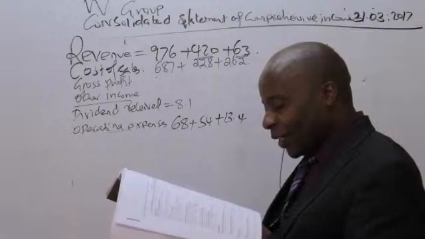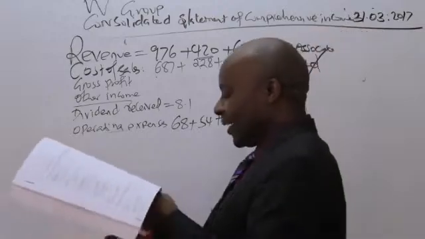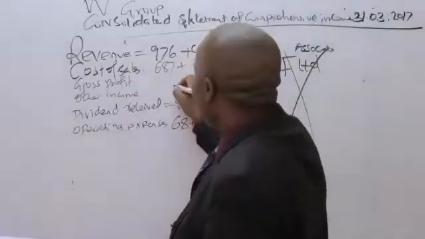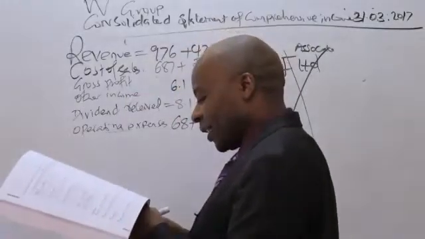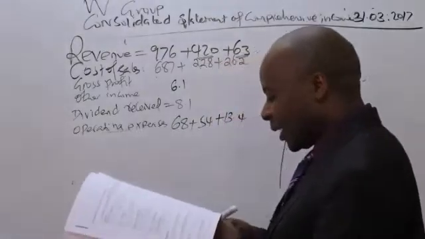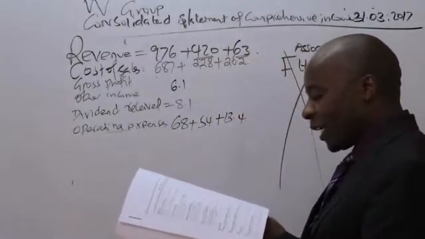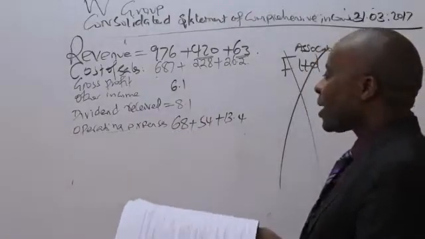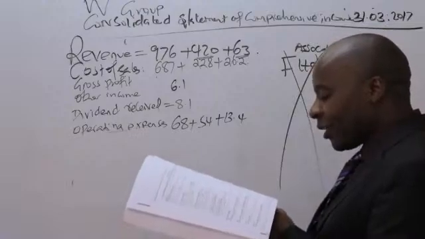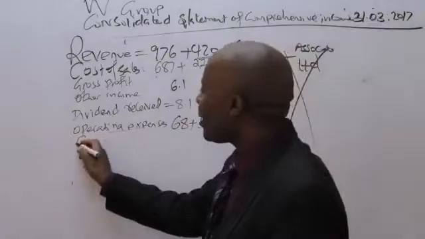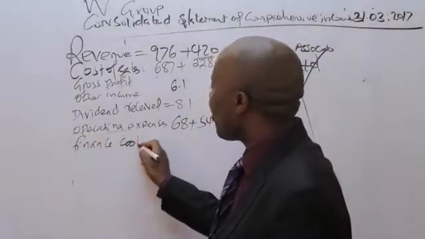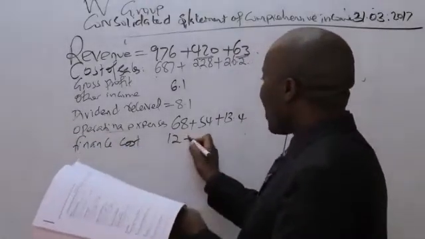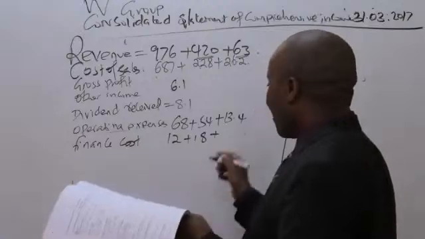And then we have dividends received, 8.1. So I'm being told that the other income is 6.1, and then we have dividend received 8.1. In most cases, the dividend received will be falling under other income. It may be a typing error, but let's just go on with it. So we have operating expenses like that. From there, we go to the next thing, which is the finance cost. I'm consolidating. Finance cost, ladies and gentlemen, I have 12, I have 18, I have 6.2.